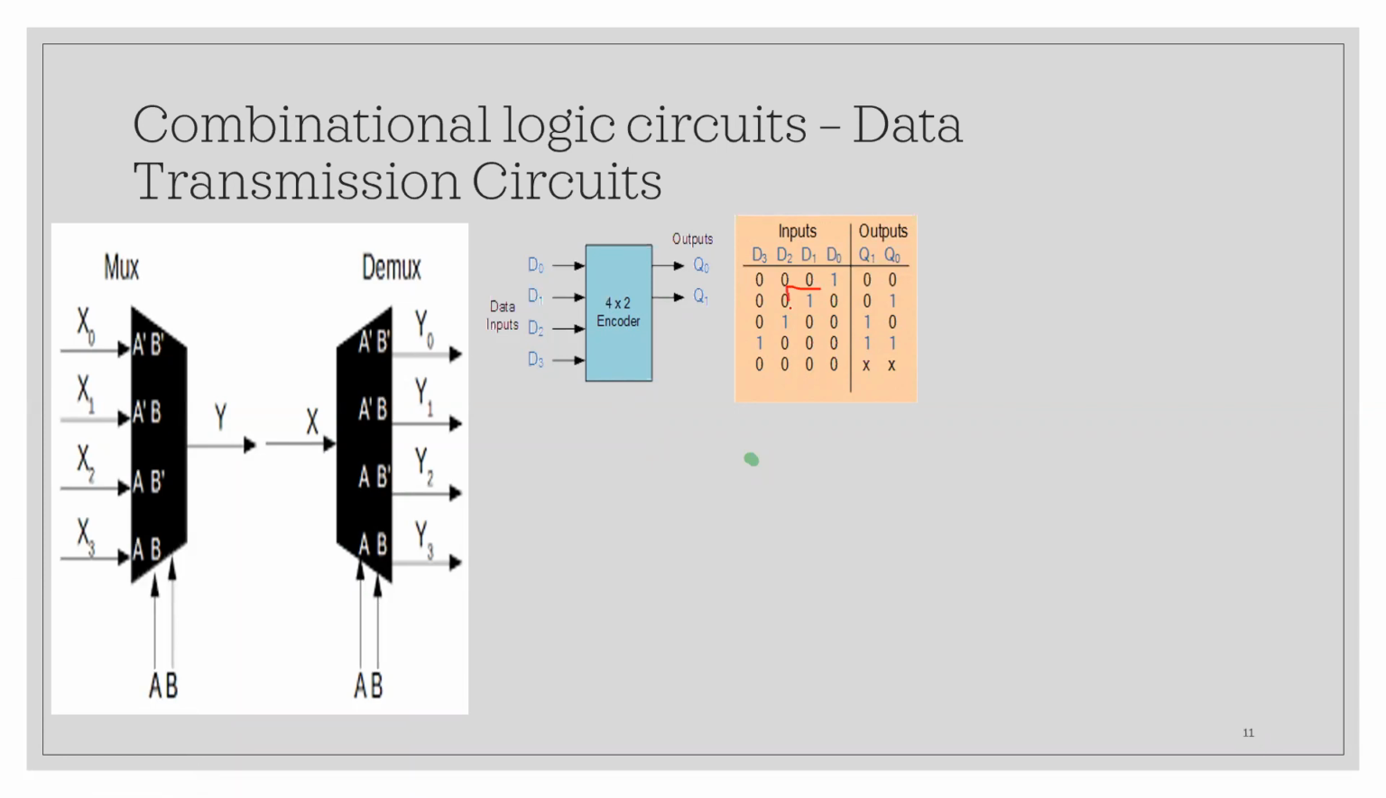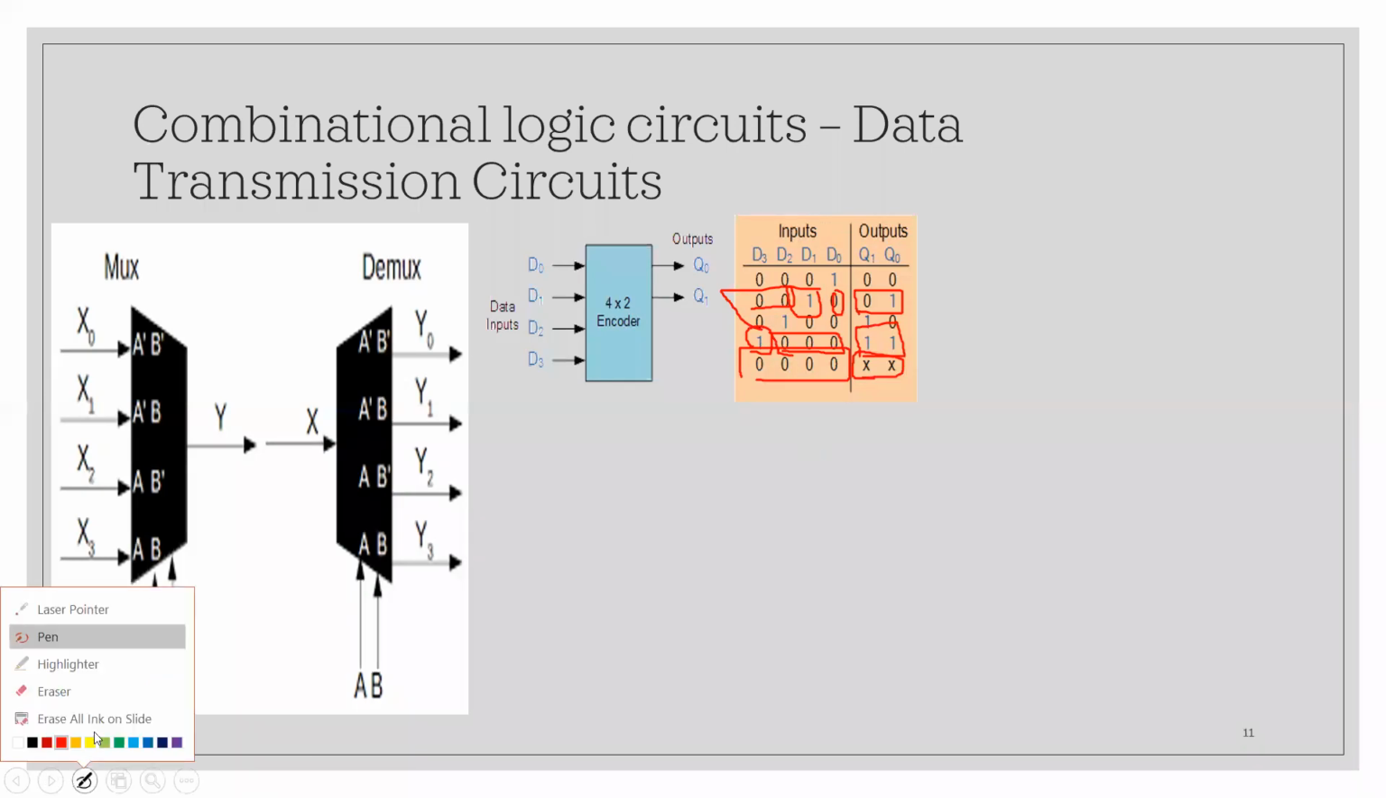Now if D1 is high and the rest are all 0, then the output Q1 and Q0 will be 0 1. Similarly, if D3 is high and the other 3 inputs are 0, then Q1 and Q0 are 1 1. When all the inputs are 0, this is the don't care condition.